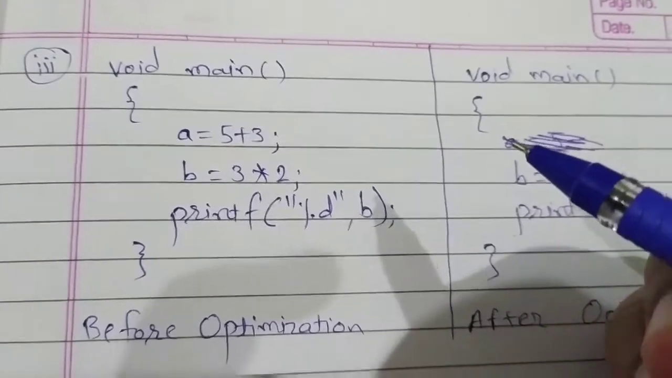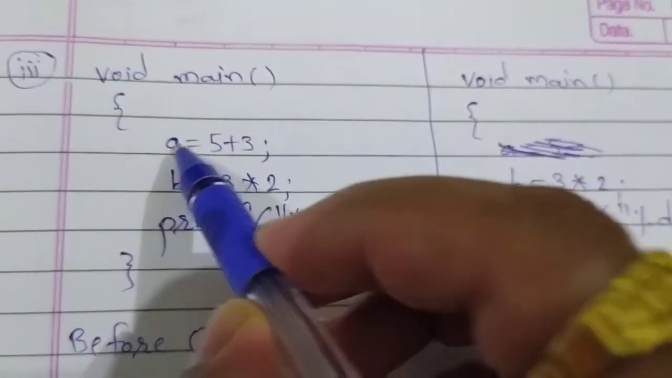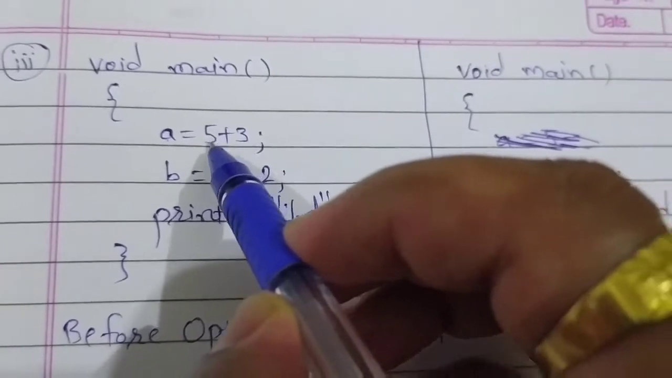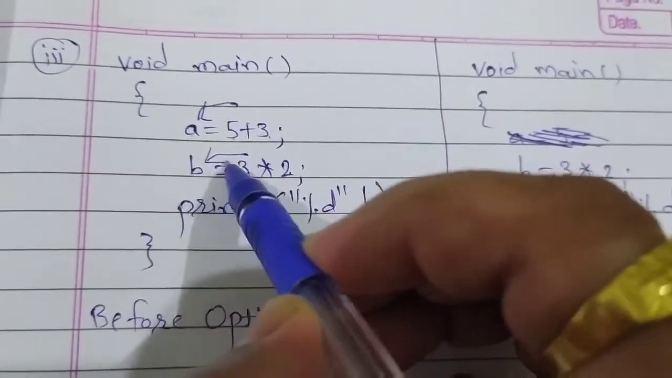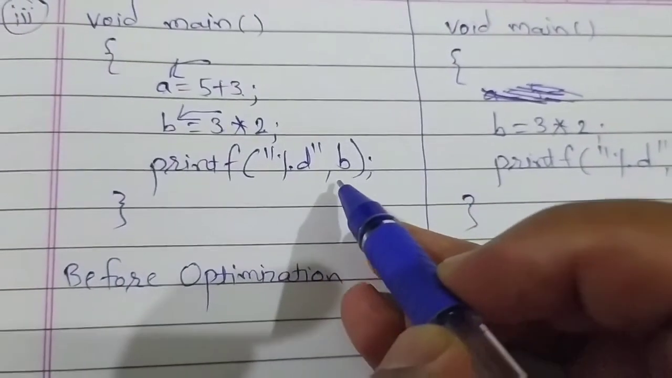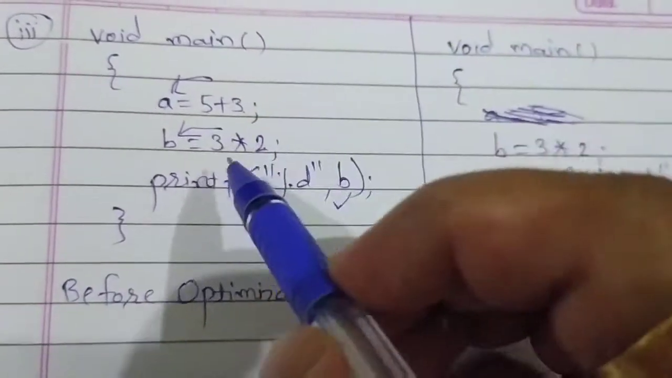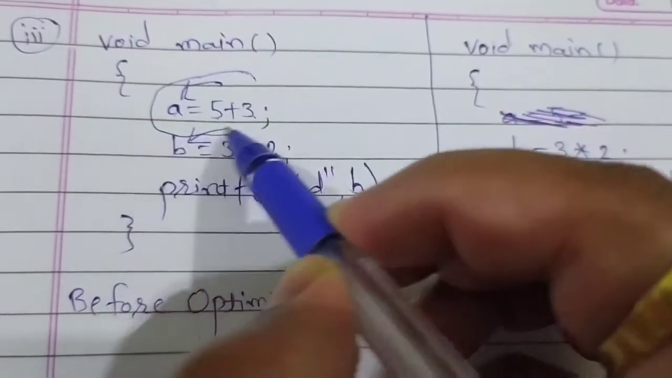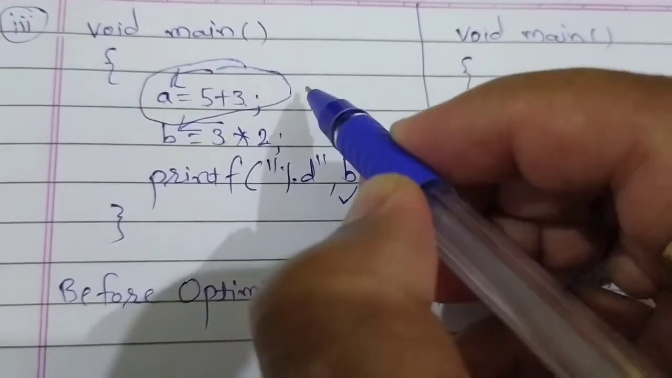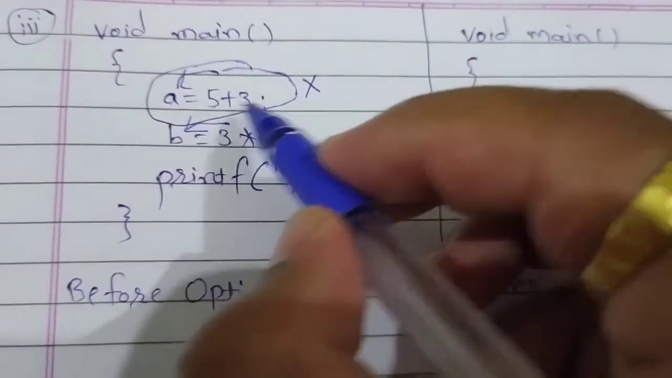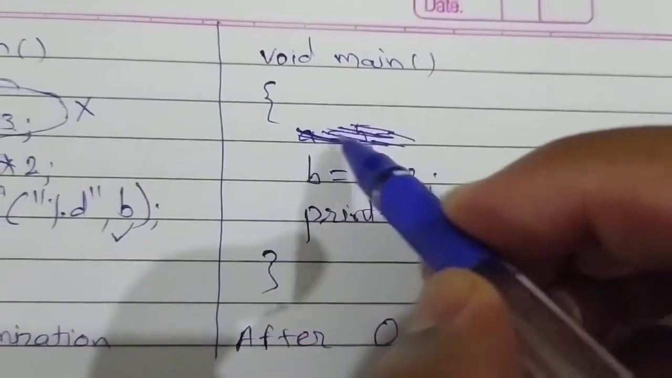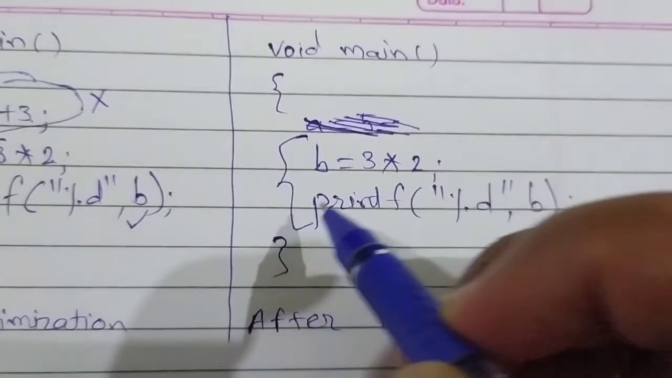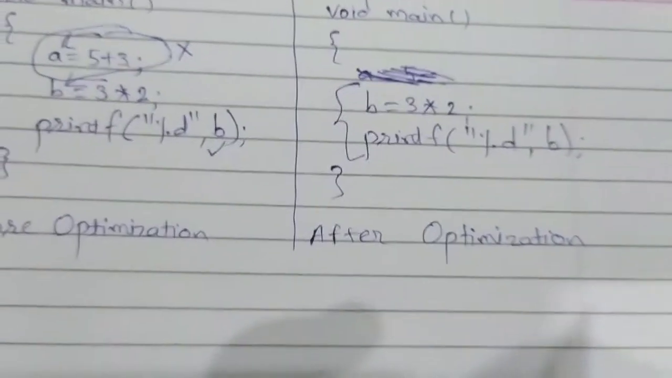Again we will see one example. Look at this. Here in variable a, we are adding two constants 5 plus 3 and we are saving into a. We are multiplying 3 into 2 and adding into b, and then we are printing the value of b only. Now here you can see we are not using the value of a, so unnecessarily we are computing the value of a, so that instruction can be removed. So after optimization, we will just remove this instruction and we will have these instructions only. So this is called dead code elimination.